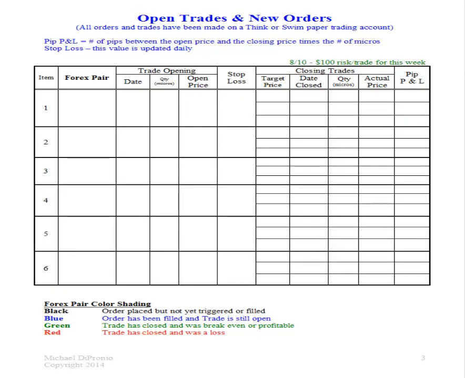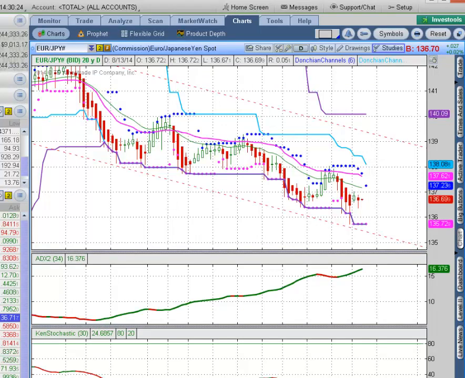Here's our trade summary chart for August. For open trades, there are presently no open trades. As for new orders, no new orders were placed today, and the reasons why will be discussed as we review the price charts. Let's look at the price charts for our four qualified pairs.